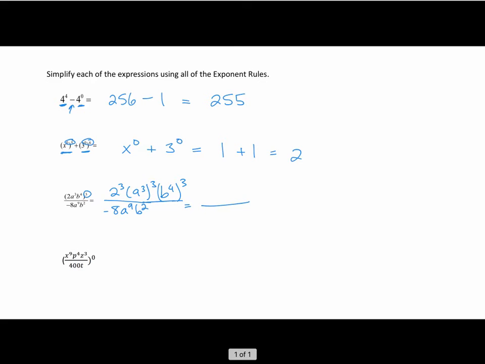So, 2 to the 3rd is 8. A to the 3rd, that's a power rule. So we're going to multiply those together. And that gets us a to the 9. And there's another power rule. B to the 4 times 3 is 12.